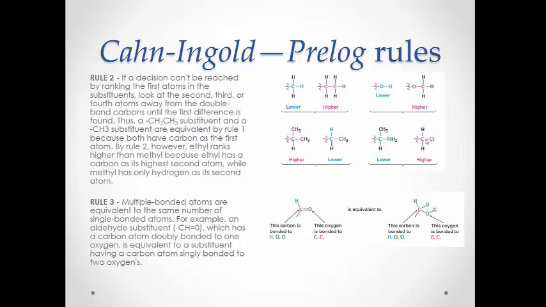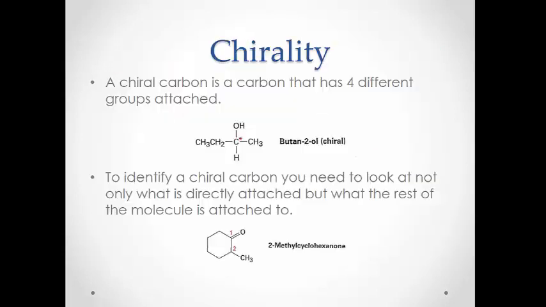The last rule is if you have double bonds, you count them as 2 single bonds, or triple bonds, you count as 3 single bonds. So this carbon is bonded to a hydrogen and 2 oxygens, so it's equivalent to drawing out the structure like this. That's how we work out the priority, and in the lecture I would have gone through some practice examples with you on those.